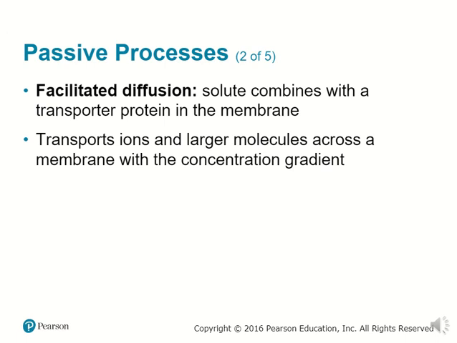Now, there is another type of passive process, which is facilitated diffusion. Again, it requires no energy on the cell itself, but facilitated diffusion involves a solute that combines with a transporter protein in the membrane of the cell. These transporter proteins then transport ions and larger molecules across the membrane. So essentially, things that would not naturally pass through get help to move across the cell, while still following the concentration gradient, therefore not expending energy.